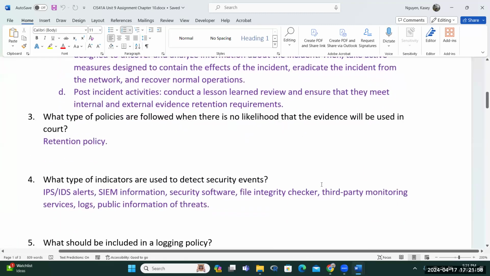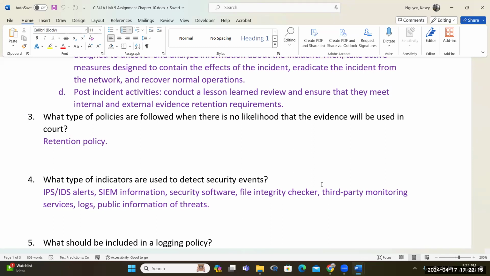So if it's court related, we need to make sure it's retained for a while. It could be longer than what your trial period would be. The indicators that are used to detect a security event, we already talked about that.